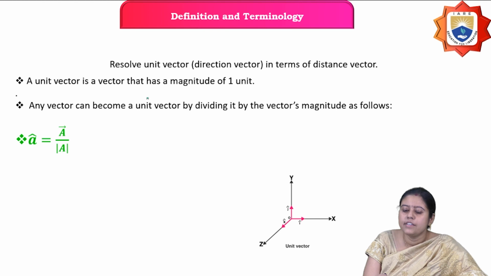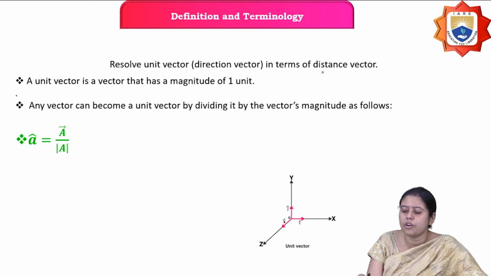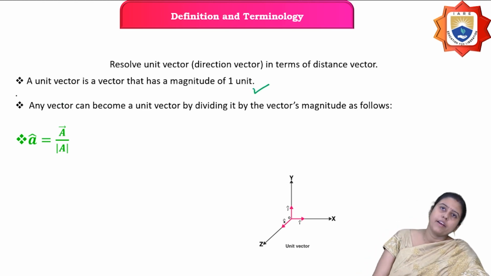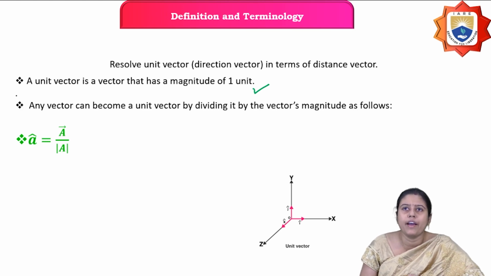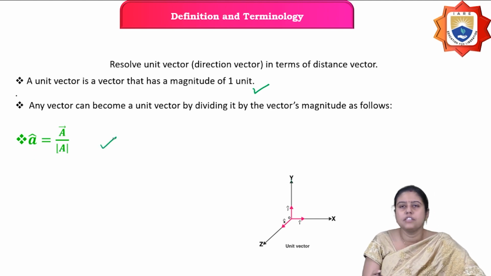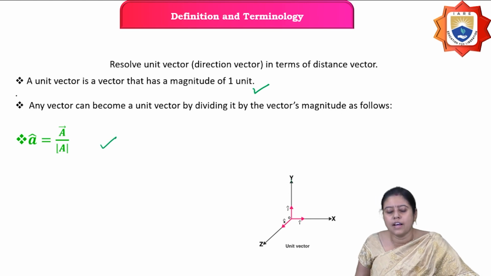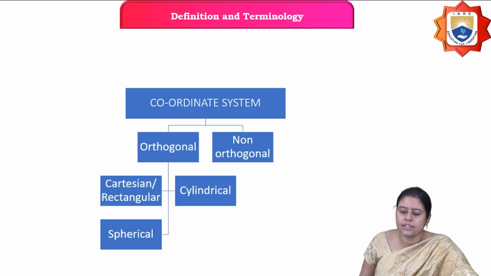Next question is to resolve the unit vector in terms of the distance vector. A unit vector is a vector that has a magnitude of 1 unit. What is a unit vector? A unit vector is a vector whose magnitude is 1 unit. Any vector becomes a unit vector by dividing the vector by its magnitude. Say we have x, y, z axes, and all the axes have a unit vector. The unit vector a hat is equal to A by mod A. This is known as the unit vector.